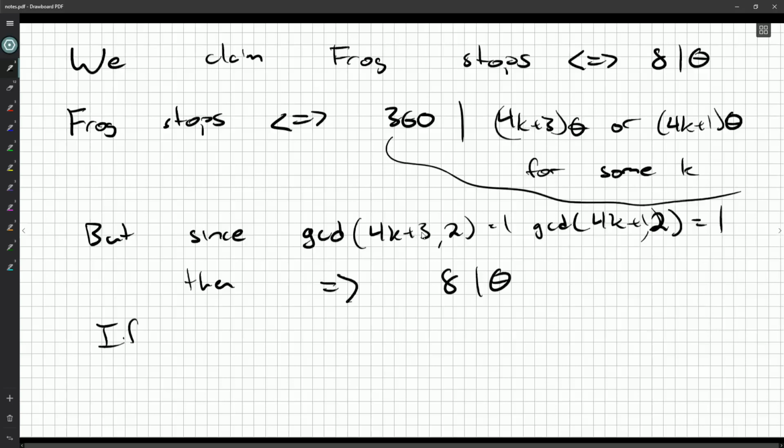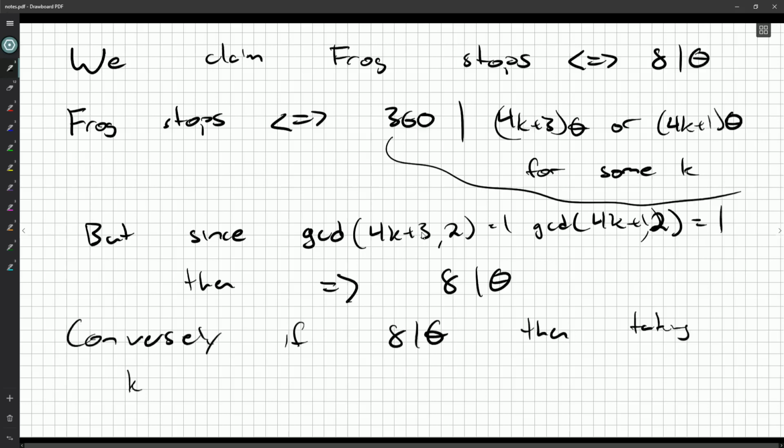And conversely, if 8 divides theta, then taking k equal to, it doesn't really matter, 11 gives 45 theta is a multiple of 360.